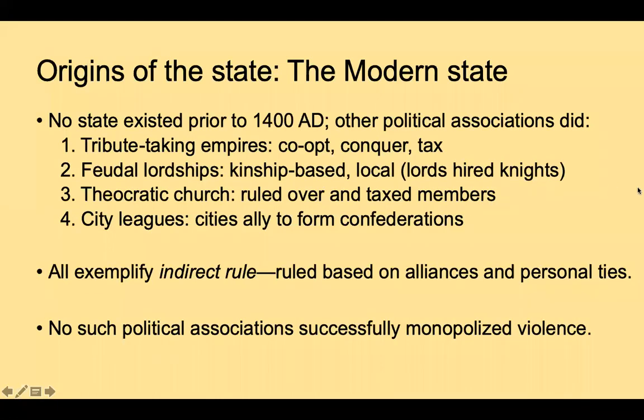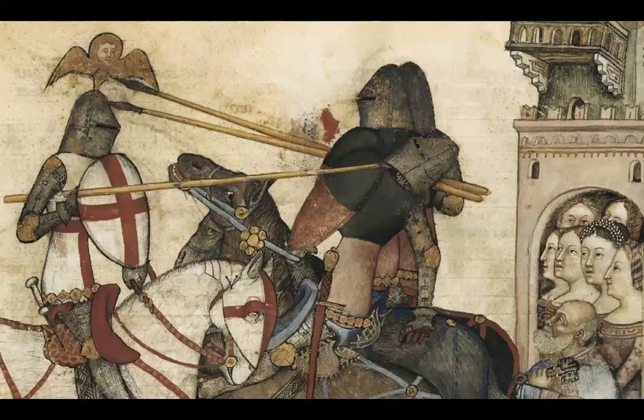And these associations weren't just based on indirect rule, they also were not able to successfully monopolize violence. They didn't have the capacity in the level of control that was necessary to actually establish such a degree of authority. And so they were different from states of the modern kind, both in the sense that they were characterized by indirect rule and in the sense that they could not express or project authority sufficiently so as to monopolize violence. So you think about knights during medieval times, and you think about conflicts between lords who hire knights to defend them and their interests.